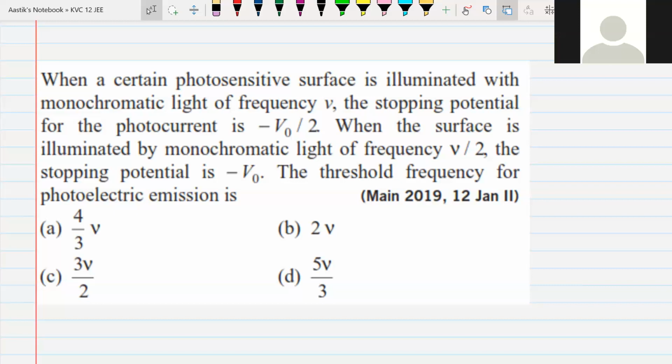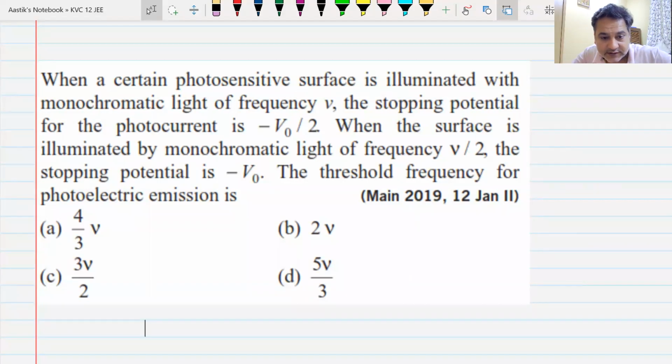Sir, 3 by 2 frequency. Yes, the answer is Option C. 3 by 3 f by 2. Let me check, I have the answer sheet with me also. 3f by 2 is correct. 3f by 2, 3v by 2. I mean, here it's v or nu. 3 mu by 2 is correct.